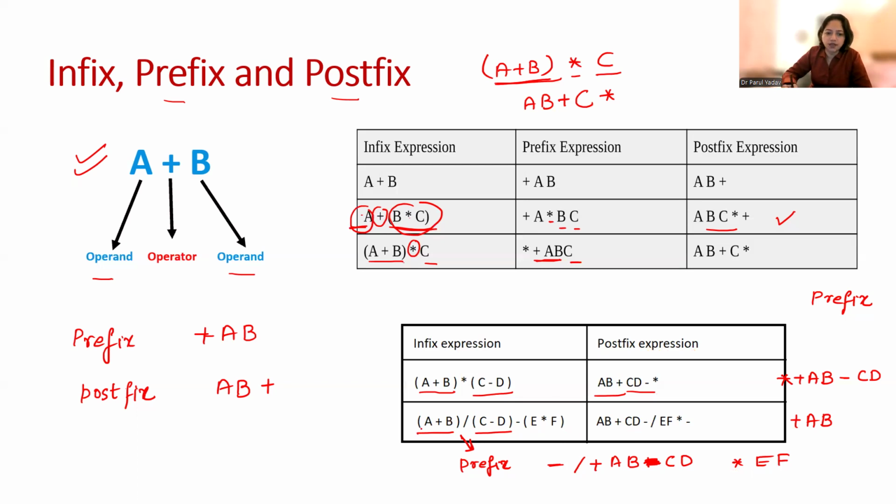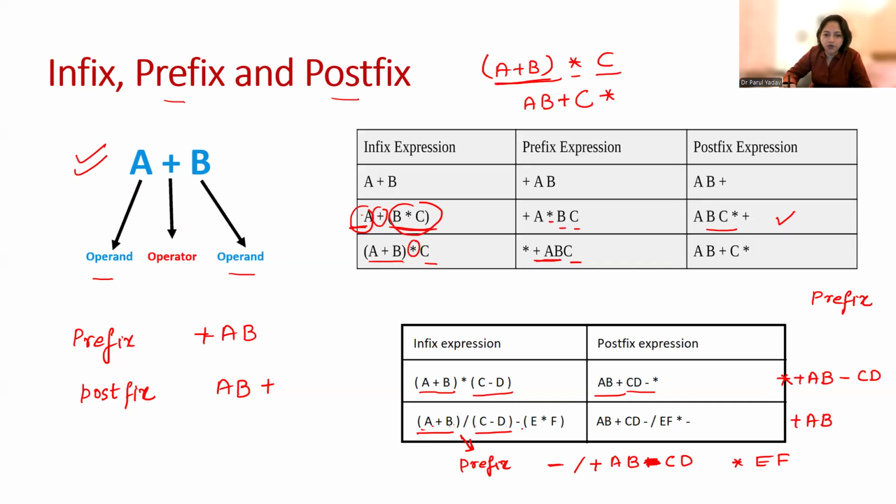Now, similarly, we can obtain its postfix version. So postfix mean A, B plus, then C, D minus, and then the division sign, because we have three parentheses, A, B plus, C, D minus, E, F multiplication.